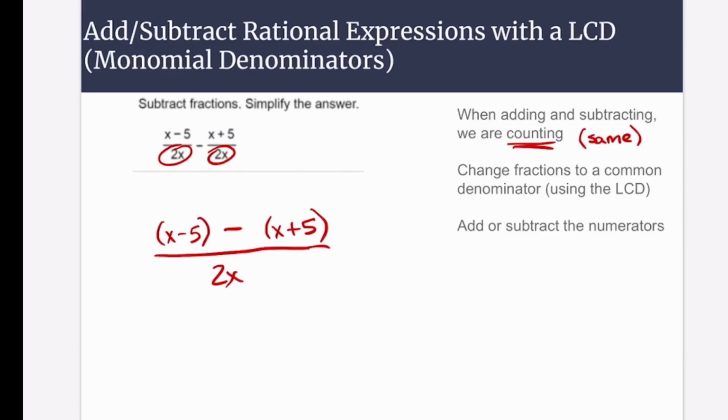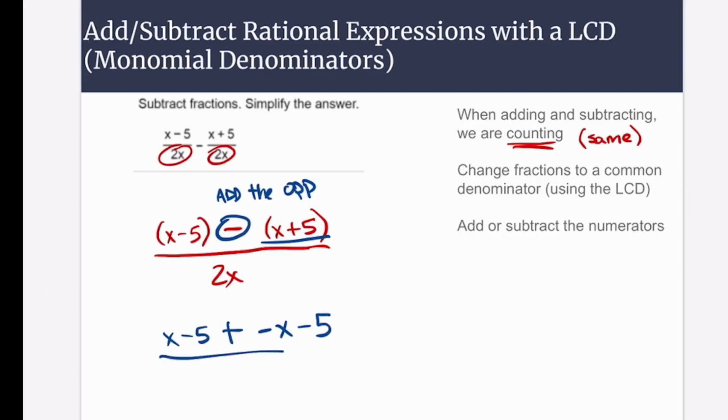So when we subtract, we actually either distribute. What I like to tell my students is we add the OPP, so we add the opposite. This numerator becomes x minus 5 plus negative x minus 5. So we change all those signs. And that's over 2x.